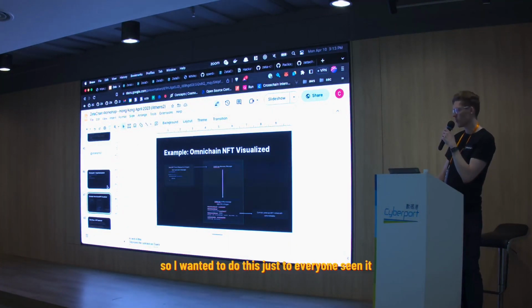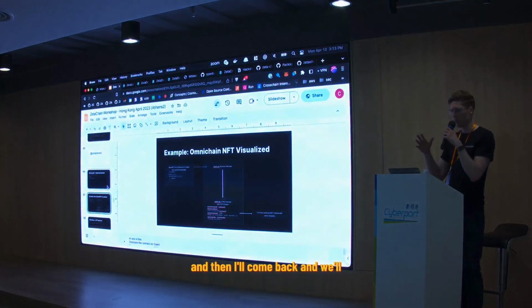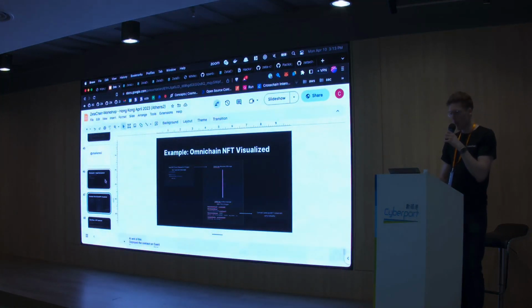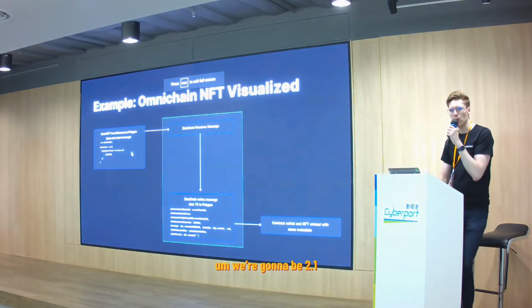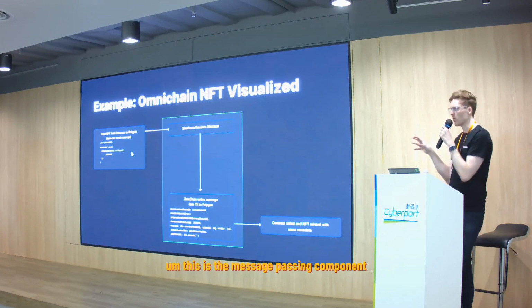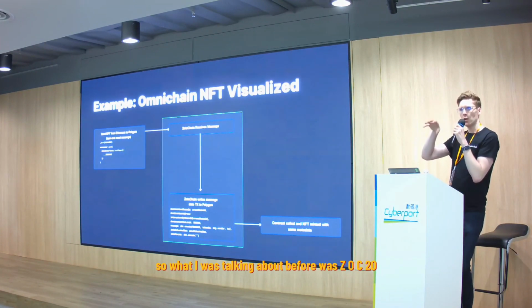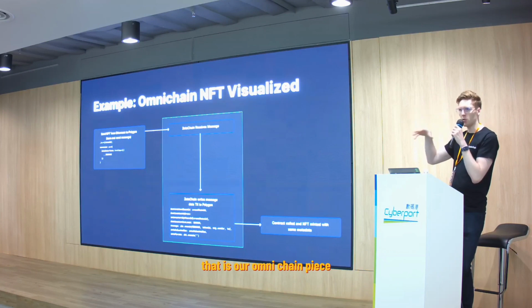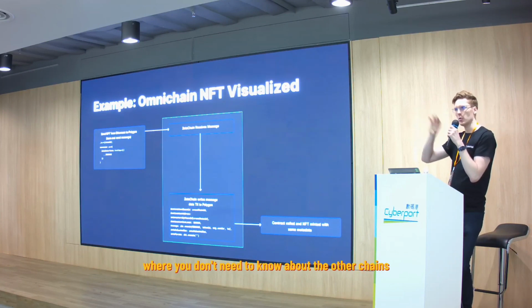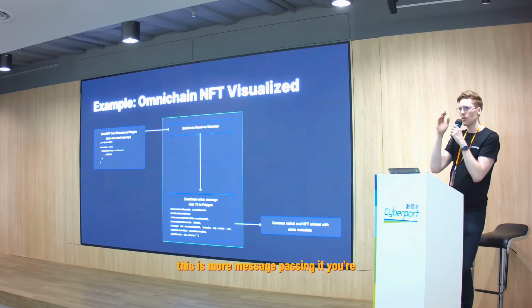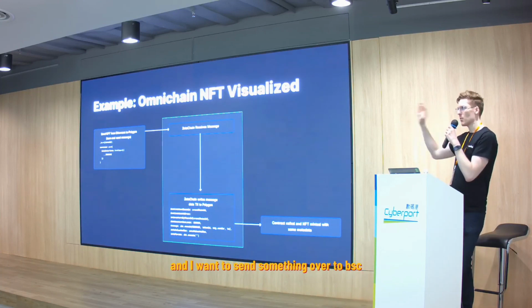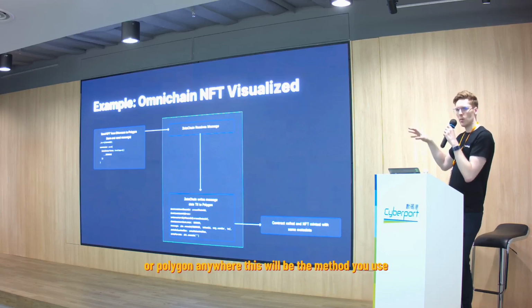I want to go through this just so everyone's seen it, and then I'll come back and we'll fix the gas assets for everyone else. But basically, for this Omnichain NFT, we're going to be deploying one on, this is the message passing component. What I was talking about before with ERC20, that is our Omnichain piece, where you don't need to know about the other chains, but you can still manage assets on them. This is more message passing. If you have an app on Ethereum and you want to send something over to BSC or Polygon anywhere, this would be the method you use.